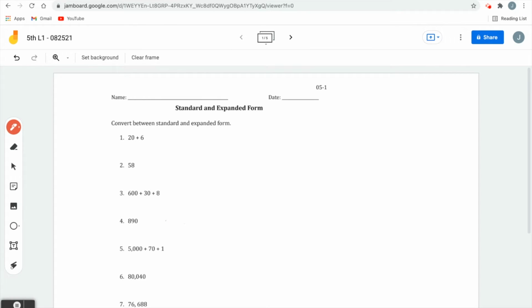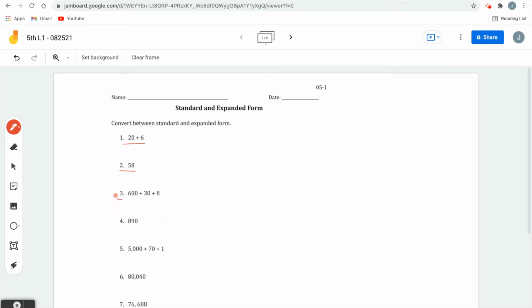In this video today, we're going to learn lesson 1, and we're going to start off with standard and expanded form. The question is to convert between standard and expanded form. So what are standard and expanded forms? Number 1 is going to be the example of expanded form, and number 2 is going to be what standard form looks like. They're the same, but expanded form is just literally expanding the numbers.